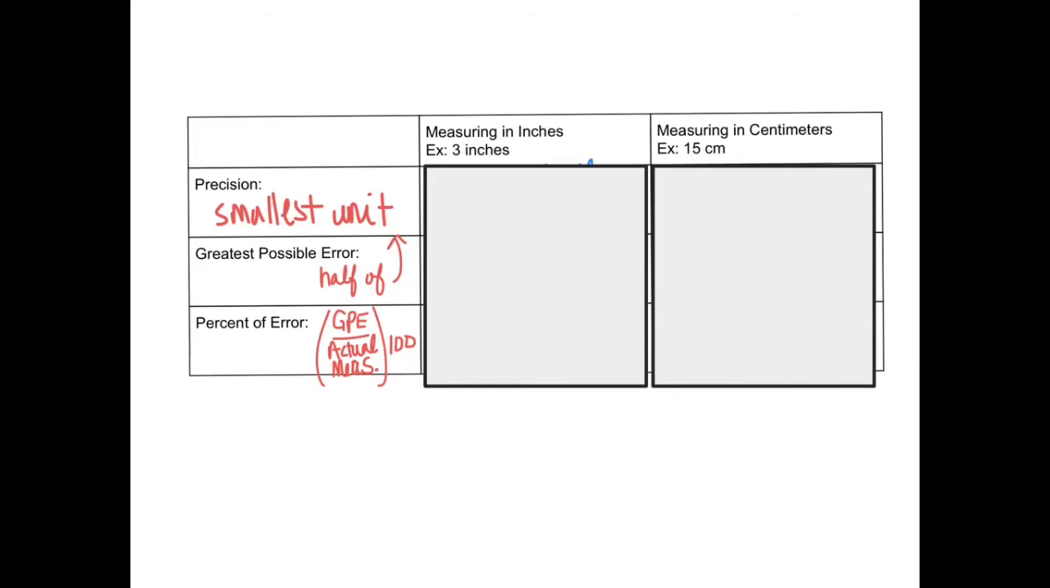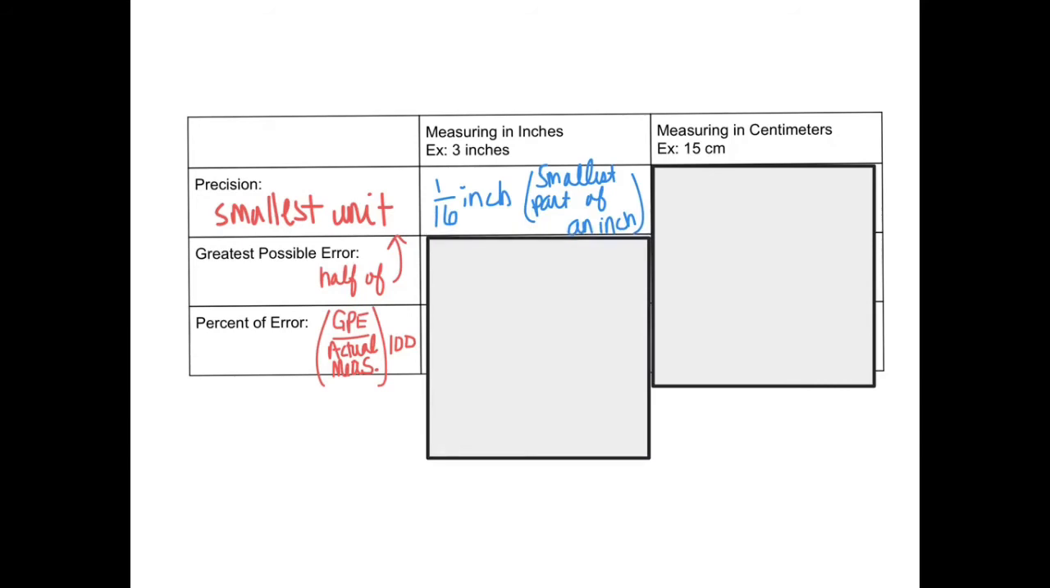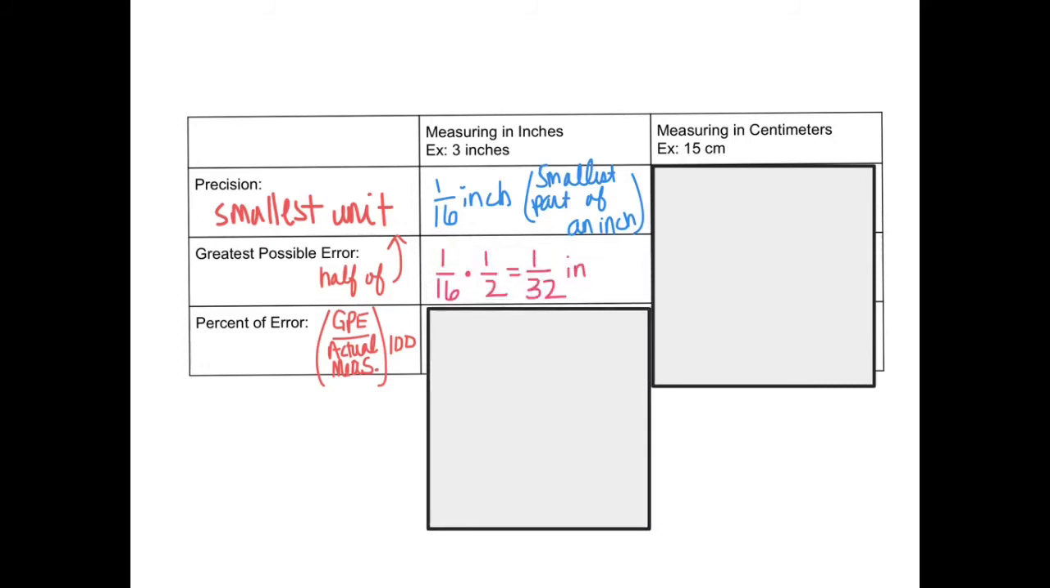So let's take a look at 3 inches. When we are measuring with a ruler, 1/16 of an inch is the smallest unit. It's the smallest part of an inch that we drew on our rulers. The greatest possible error will always be 1/32 of an inch because that's what half of 1/16 is. So when you're measuring things in inches, these numbers will not change. It doesn't matter what you're measuring. I did not mention the 3 at all yet. What matters is that we are measuring in inches, which makes 1/16 the precision, and 1/32 the greatest possible error.